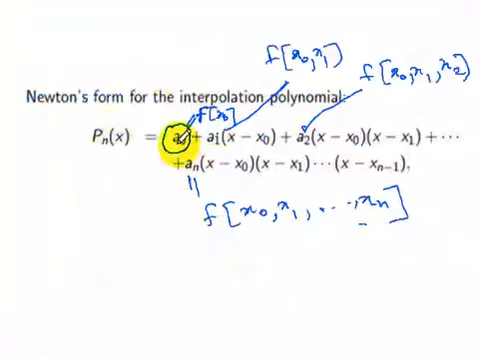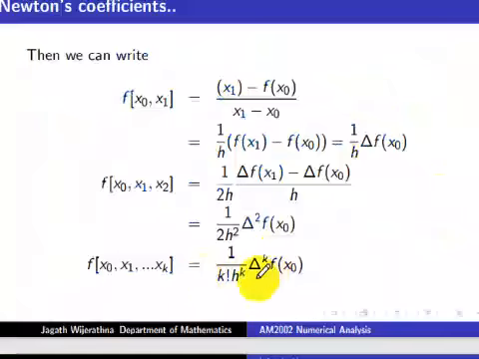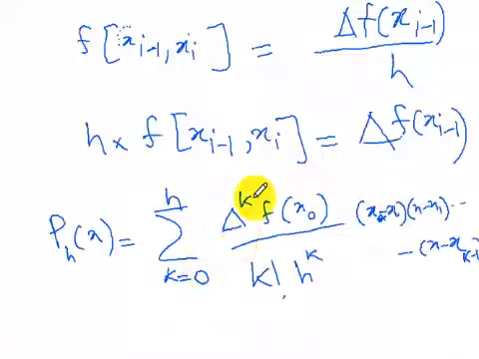This one is equal to this one. So if you plug these things into there, then you get this polynomial here. Okay, so here you get products. This is the product of x minus x naught, x minus x1, up to x minus x sub k minus 1, right?